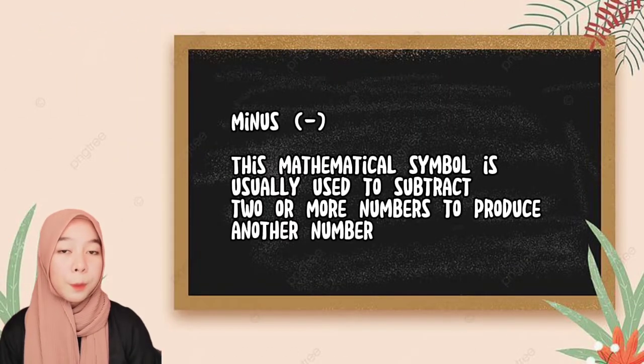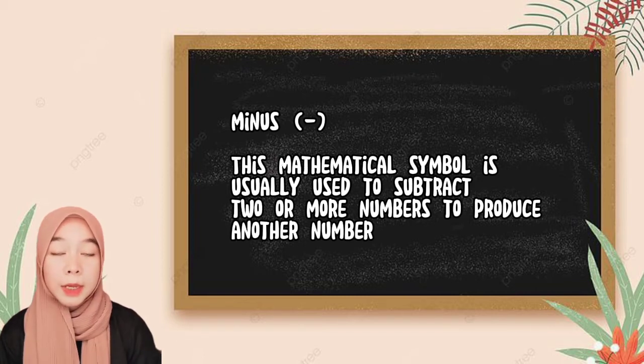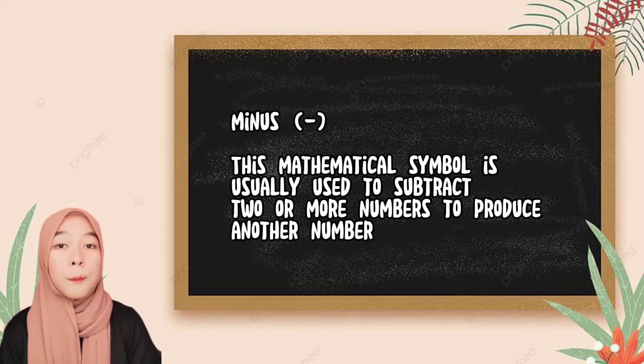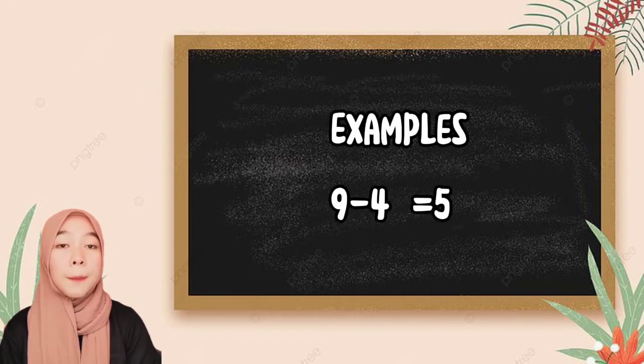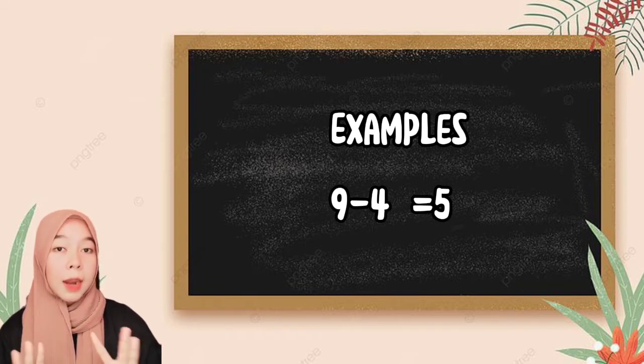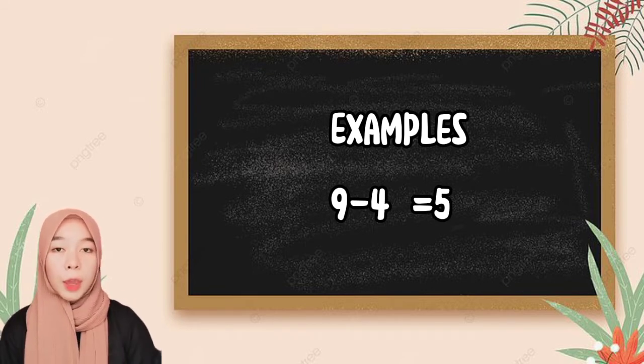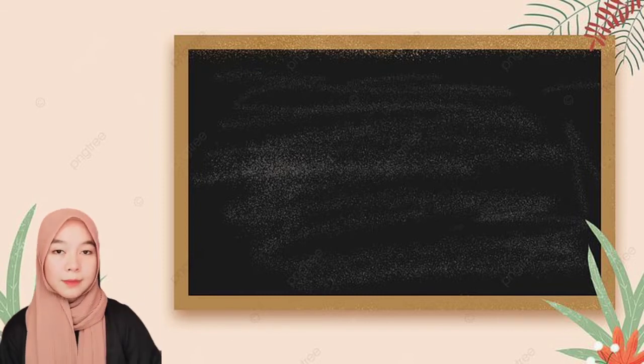The second is minus. This mathematical symbol is usually used to subtract two or more numbers to produce another number. An example of using the minus symbol is as follows: 9 minus 4 equals 5.